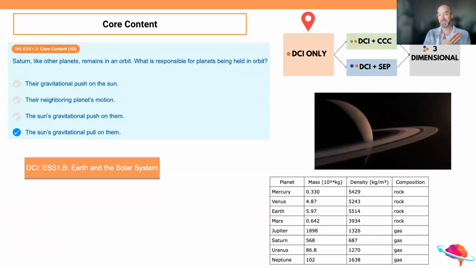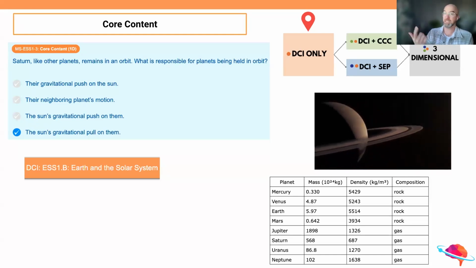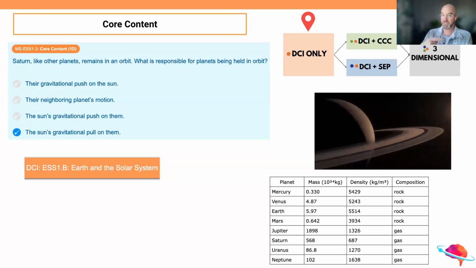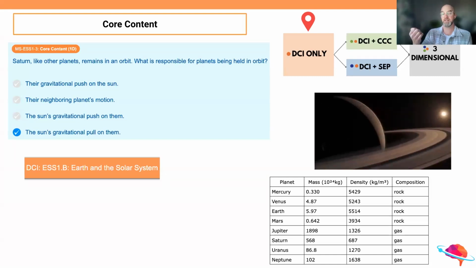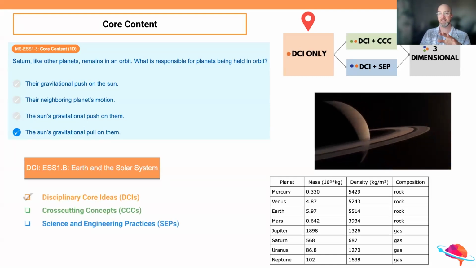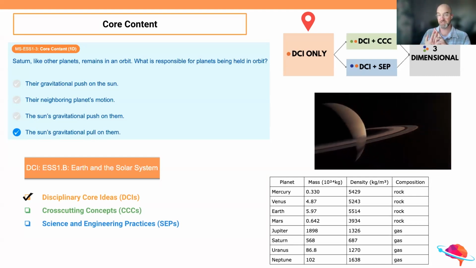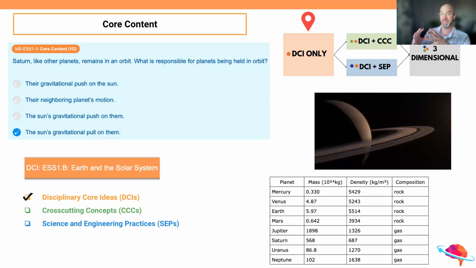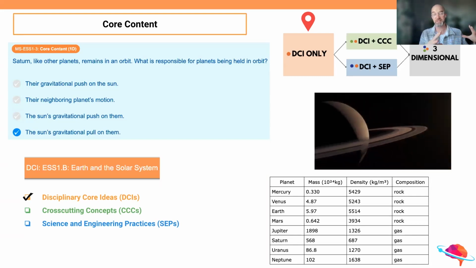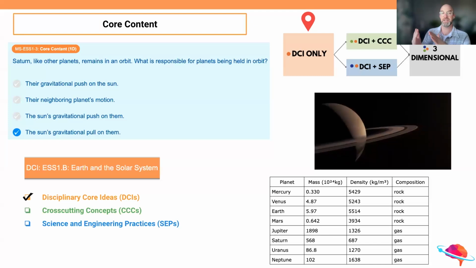This is really similar to the item that we looked at earlier. It's just the sun's gravitational pull on them. That's what's keeping everything in orbit. So their velocity and the sun's gravitational pull act in concert to help them just spin around. So this question is only asking about students' understanding of gravity and of the relationships between objects in the solar system. And it kind of hints at scale properties because the sun is larger than these other planets. But honestly, this is just a DCI only question.